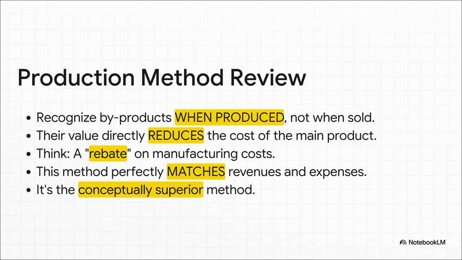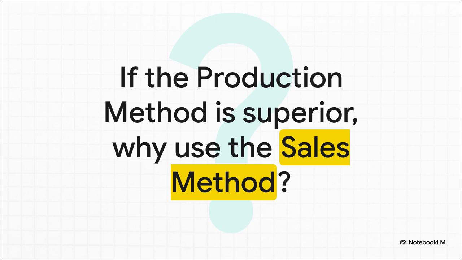Got it? Good. So that leaves us with one last big question. If the production method is so much better and more accurate at matching costs and revenues, which is the whole point of accounting, then why would any company ever choose to use the simpler but less accurate sales method? It's a good question, and one worth thinking about.